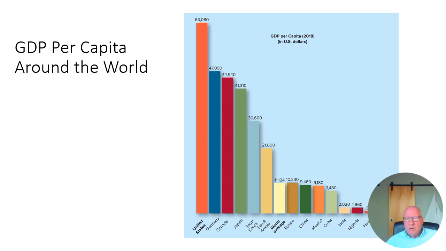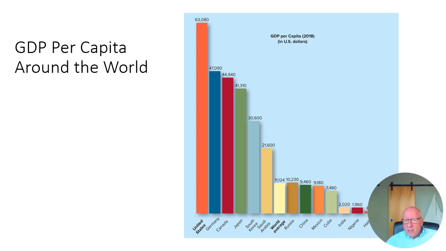The world average is right around $11,000 per person. Russia is just below the world average. China is a little bit lower than that. And as you can see, compared to the United States, the average Russian makes roughly one-sixth of what the average American makes. And the same thing would be true for China.